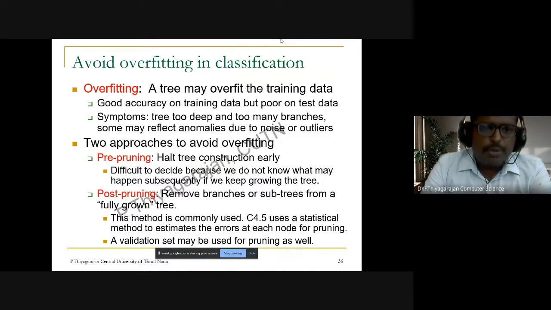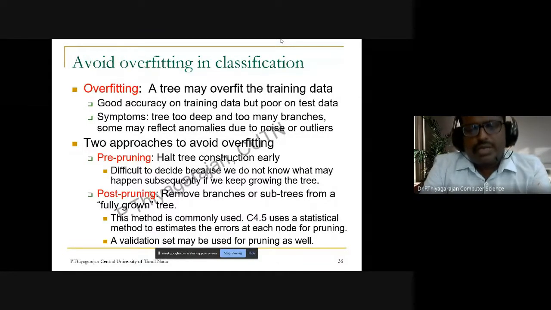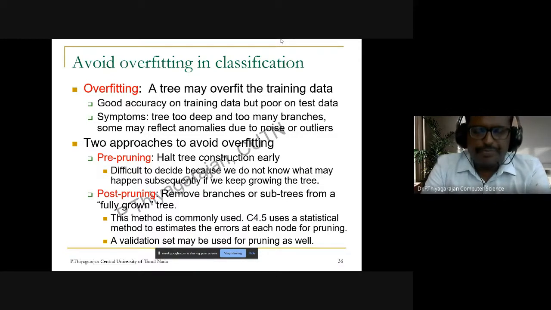In pre-pruning, you halt the construction of the tree, and it is very difficult to decide when to halt it. We don't know what will happen subsequently. At some point of time we have to halt the tree, and we have to check whether the overfitting problem is being avoided there. Second, we have post-pruning. In post-pruning, we construct the tree completely and remove the branches or the subtrees from the fully grown tree.